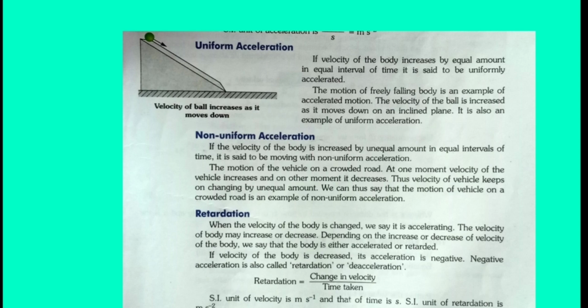Here the acceleration is negative. So negative acceleration is either termed as retardation or deceleration. And retardation is again calculated by the formula change in velocity by time taken. And the SI unit is the same, which is meter per second squared. An example of retardation: suppose a vehicle is moving with a speed and suddenly brakes are applied and it comes to a stop. So suddenly the velocity reduces, and it is an example of retardation or negative acceleration.